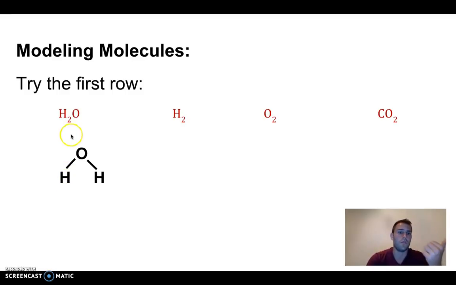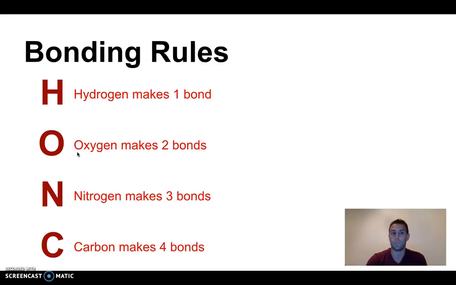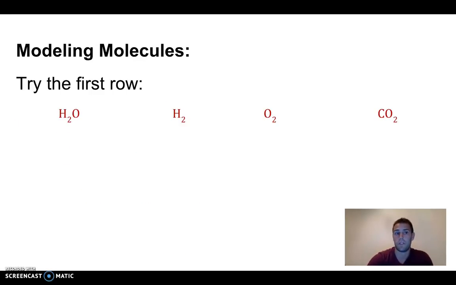First I want to look at this formula. H2 means I have two hydrogens, and in my drawing I have two H's, so perfect, and I have an oxygen as well. All right, so at least I have the amount of atoms that my molecule says I should have, but remember I need to follow these bonding rules as well. So did I follow the bonding rules in this case?